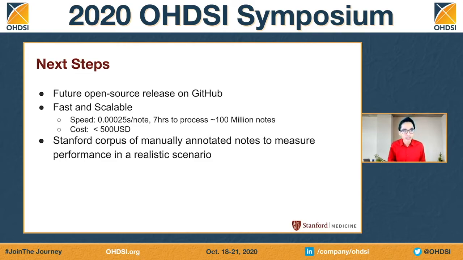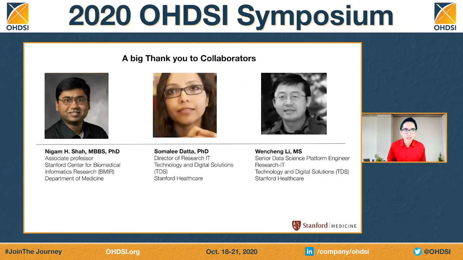For that process, we are collecting a set of notes at Stanford. And what makes us different, we also want to release this as open source for the GitHub community. We are really striving to make this a fast and low-cost process, capable of de-identifying 100 million clinical notes in less than 7 hours. We want to thank Dr. Nigam, Dr. Somali, and Wen Chen, who is the main software developer, making all this possible. And we really want to encourage the community to embrace this and use it so you can expand the use of clinical notes in your research and in network studies.